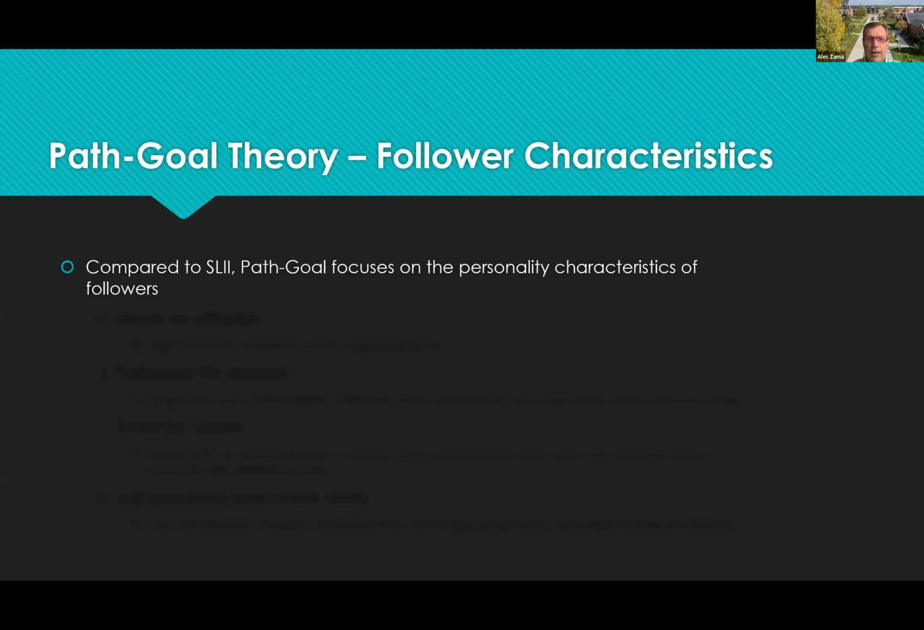And then compared to the situational leadership by Hershey and Blanchard, path-goal focuses on the personality characteristics of followers. So one is the need for affiliation. So understanding where followers score on the need for affiliation. For example, those individuals who want to be around other people, or in other words score high on need for affiliation, they need more of a supportive style.